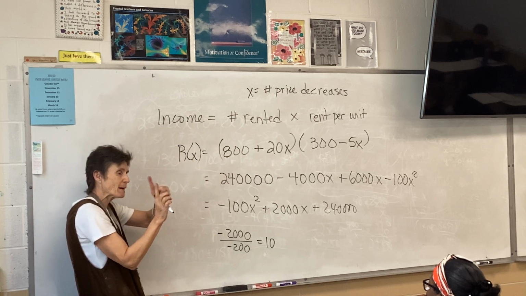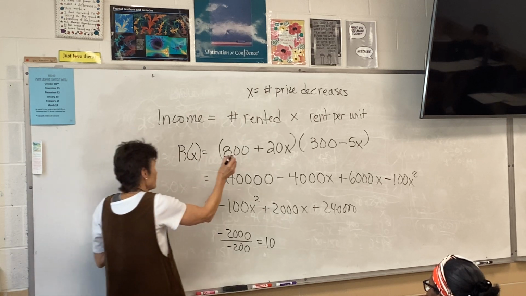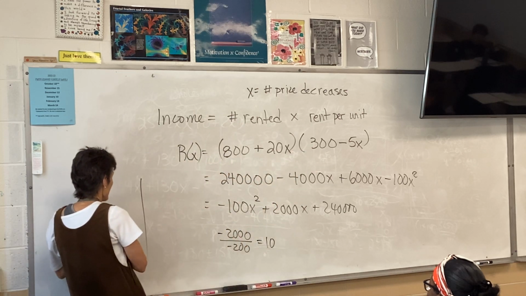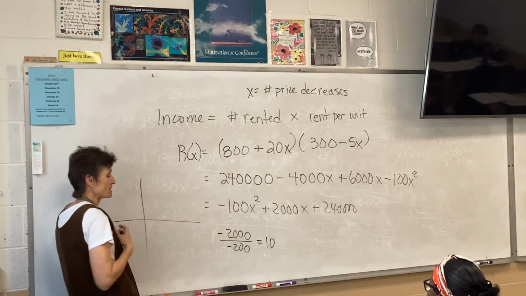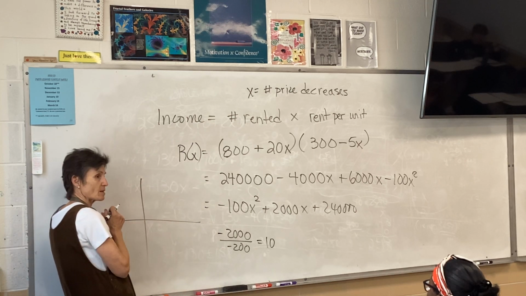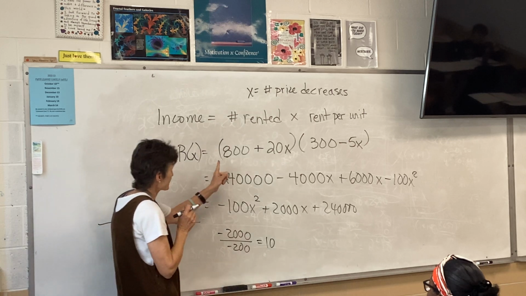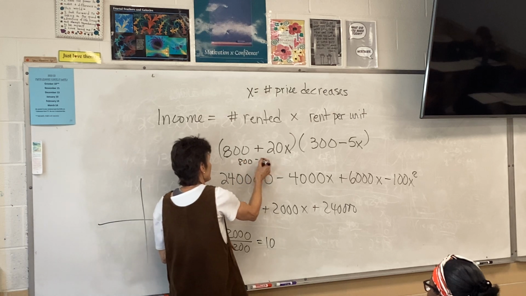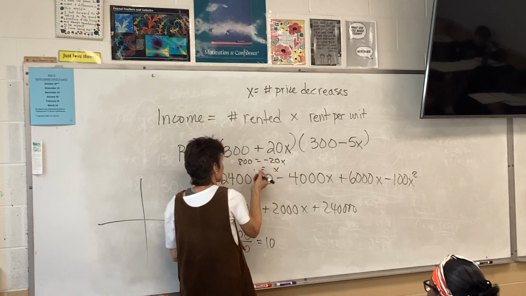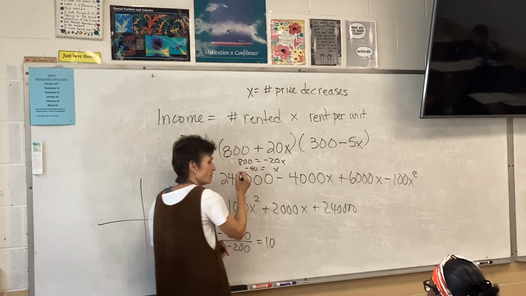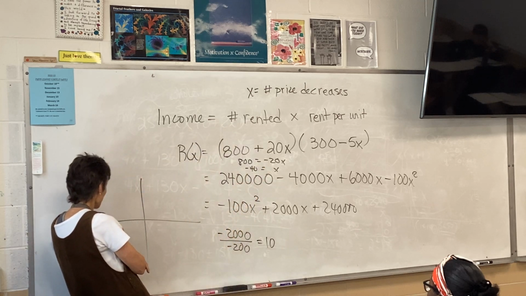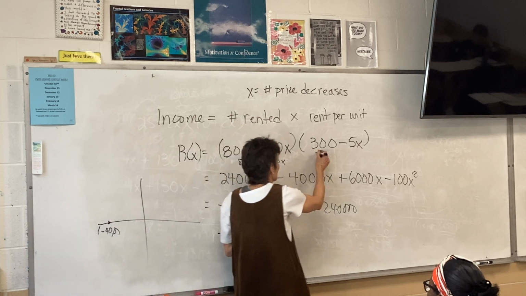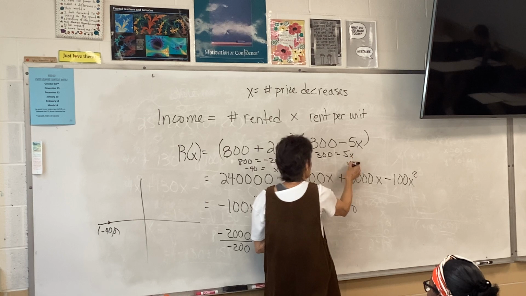I want to show you something that might be a little faster. If you have the factors of your parabola, those give you, if you were going to graph this, which we're not, but if we were, those give us our x-intercepts. So set this equal to 0 and solve it. So 800 equals negative 20x. So x equals negative 40. So you have an intercept out here at negative 40. Same thing here. 300 equals 5x, so x is 60.